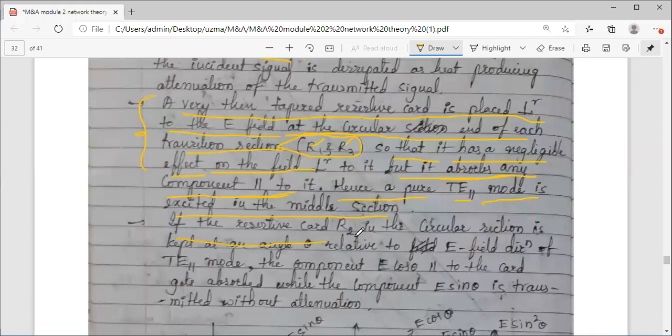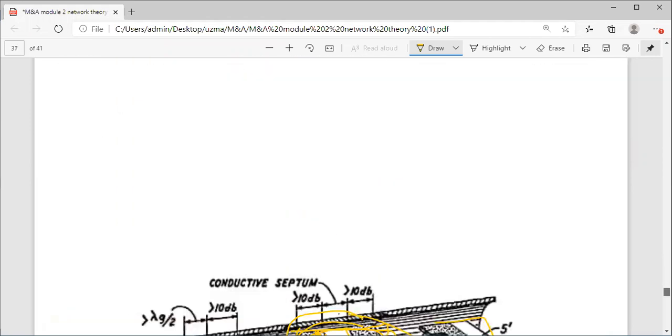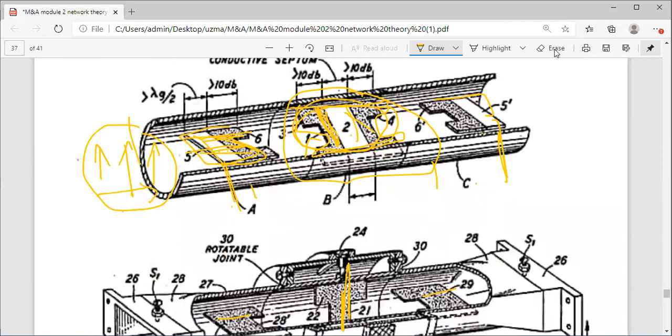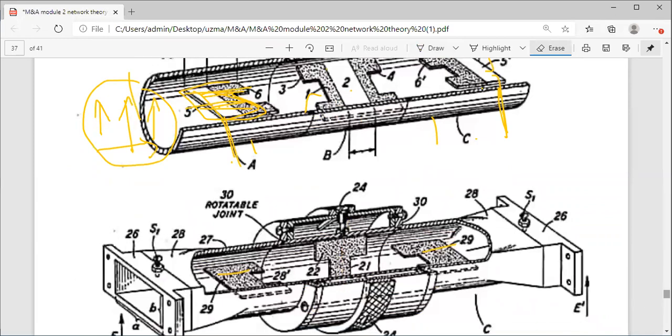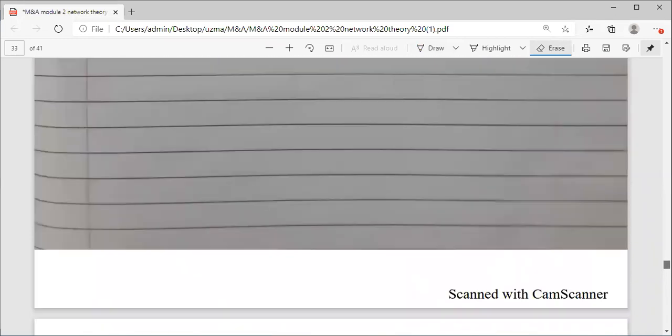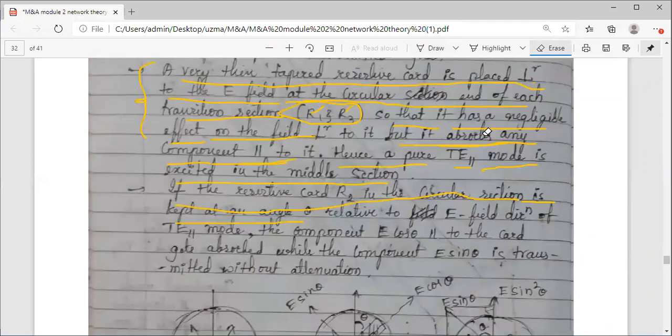Now, the resistive card R2 in the circular section is kept at some angle theta. Just now we have seen that in the figure. Yes, in the first figure you can see some tilted angle, but here it is kept completely perpendicular. So if this resistive card R2 is kept at a certain angle theta relative to the electric field direction, then the component E cos theta parallel to the card gets absorbed.